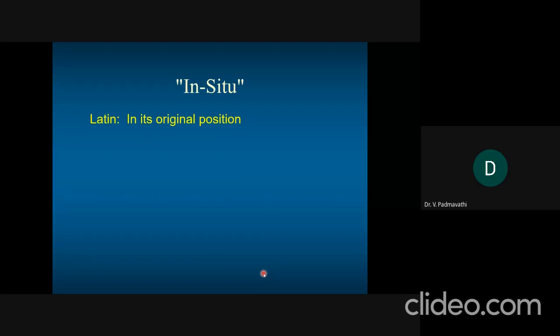So how do we collect that undisturbed soil? We'll be discussing those things. Before going to that, what is meant by in situ? You might have written in situ unit weight of the soil in the core cutter method and the sand replacement method in the laboratory. In situ is nothing but the original position, the field conditions. Whatever properties are there, those are in situ properties. In situ is a Latin term, as shown on the slide.